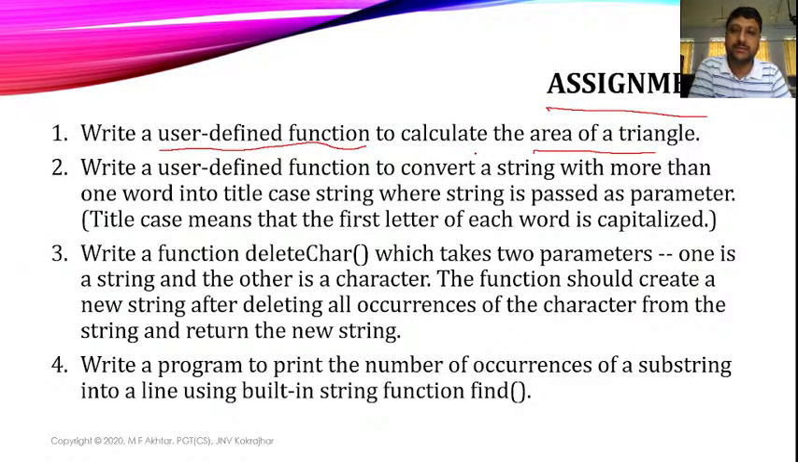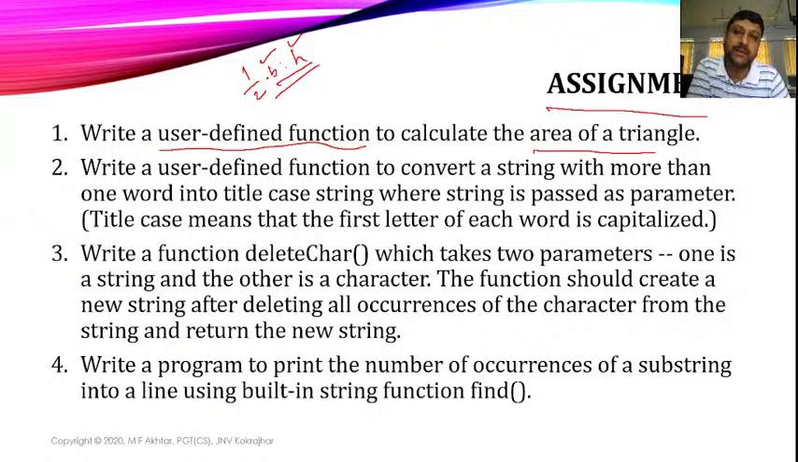The formula for the area of a triangle, as you know, is half base into height. So 2 inputs you require, base and height. So write a program and take 2 parameters, b and h, for base and height. Then within the function you calculate the area of the triangle.